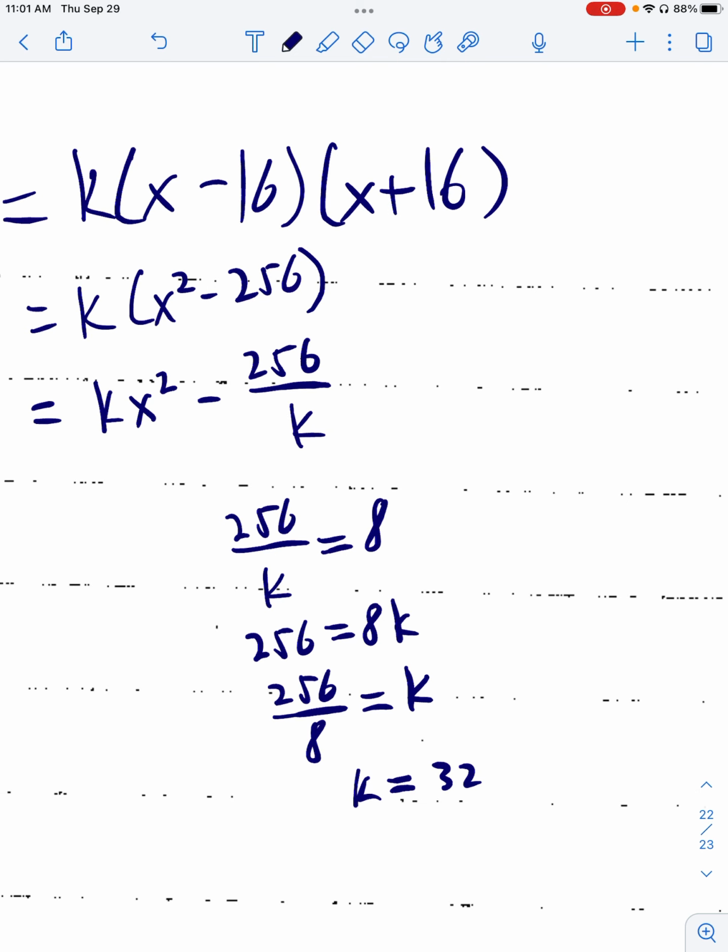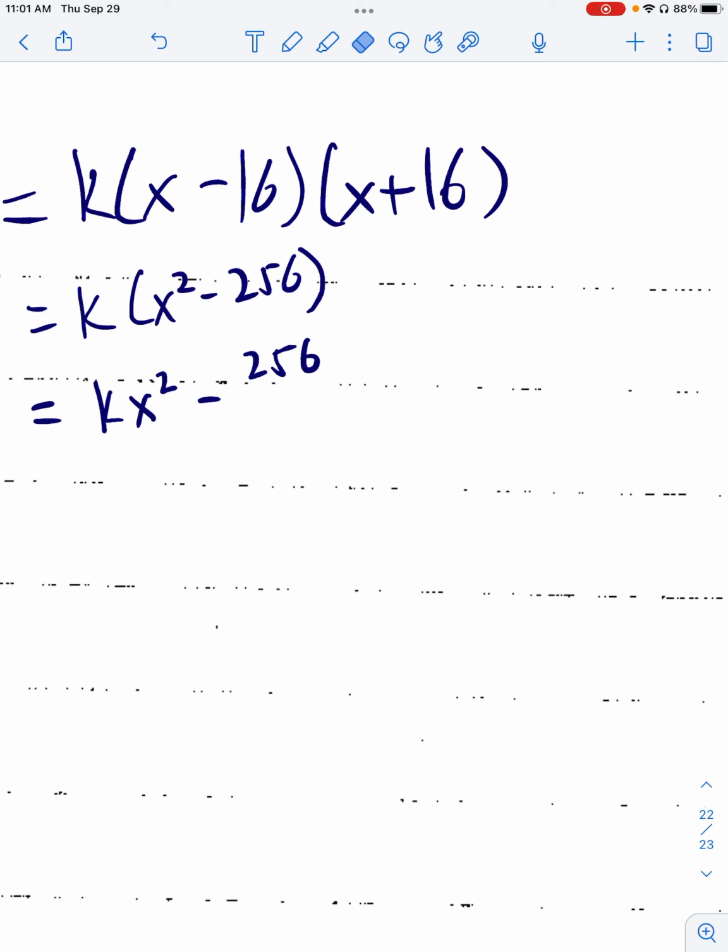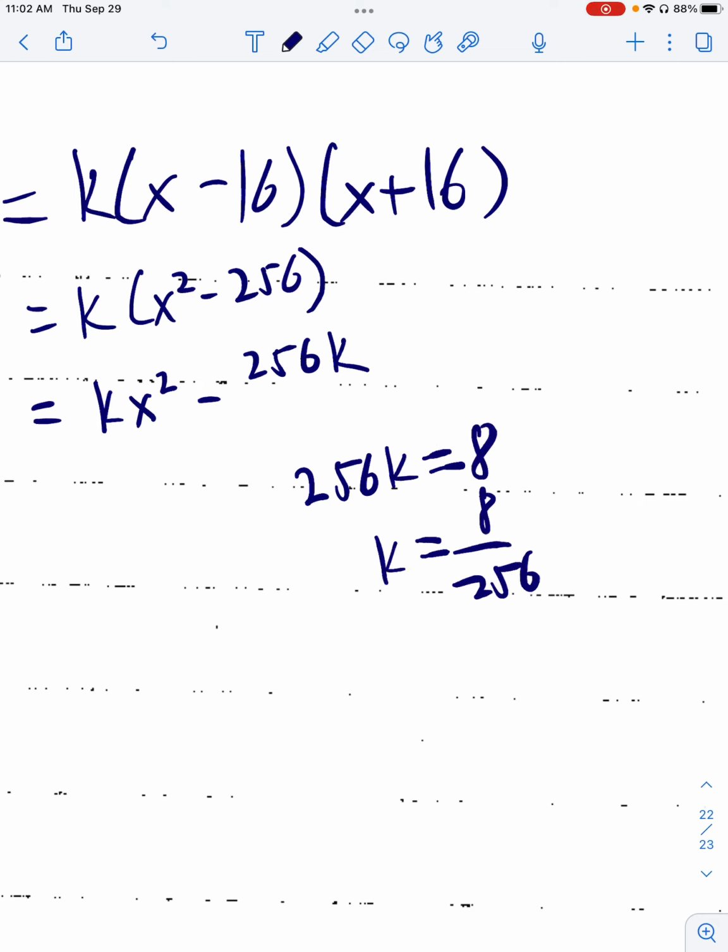Oh, you know what I just did? I made a mistake. I multiplied this out wrong. Sorry about that. It's going to end up being 1 over 32, because when I multiply k by negative 256, I get negative 256 times k, not divided by k like I had earlier. Okay, so we need 256k to equal 8. Sorry about that, guys. So k is going to equal 8 over 256, which simplifies to 1 over 32.